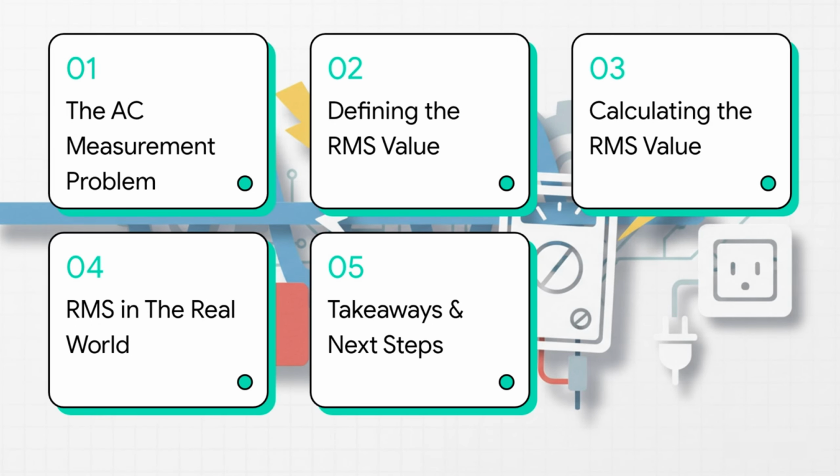So here's what we're going to cover. We'll start by looking at the basic problem with measuring AC. Then we'll define what the RMS value actually is, see how to calculate it, and check out where it's used in the real world. Finally, we'll wrap up with a quick summary.